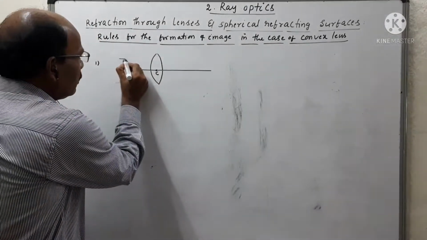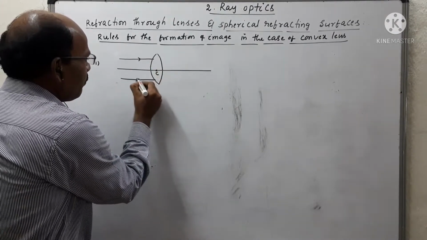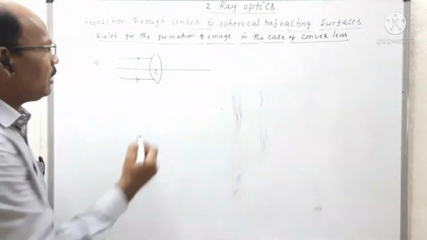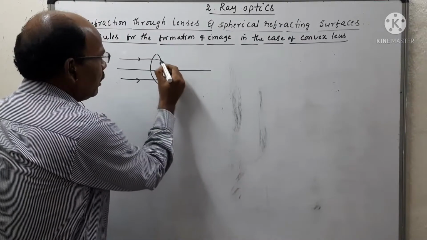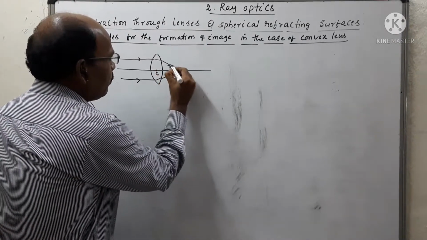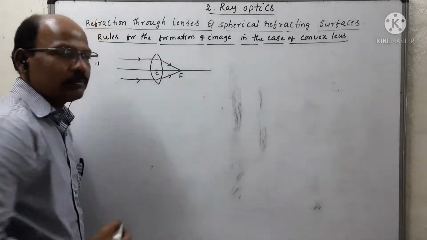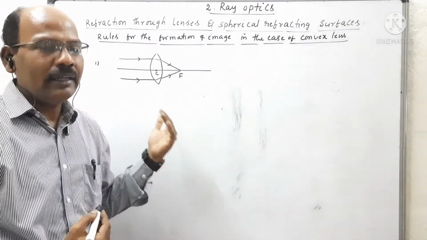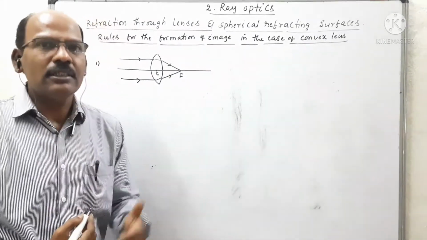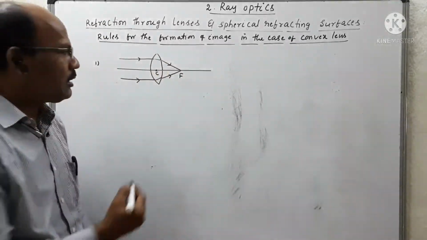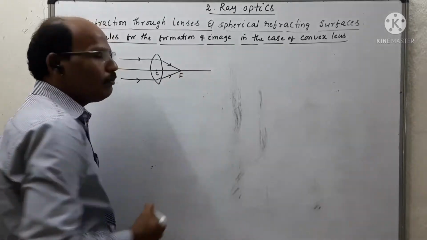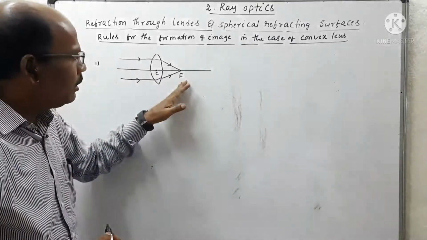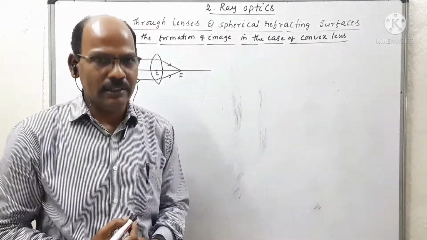Here we are observing that if you take a parallel beam of light rays which strikes a convex lens, after refraction the two rays converge at one point. That point is called the focus. So the first rule is: when light rays parallel to the principal axis are incident on the convex lens, after refraction they converge or meet at the principal focus of the convex lens. So this is the first rule of convex lens.